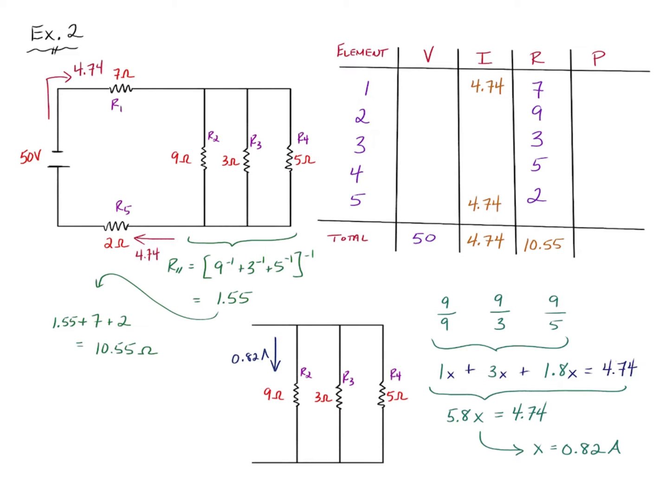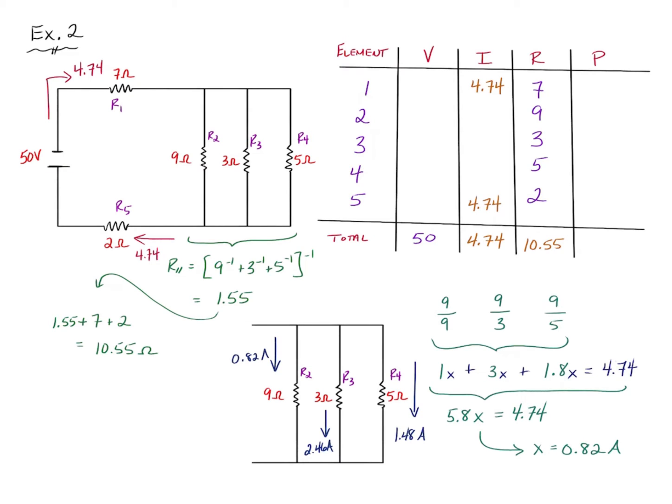So what that tells me is that 0.82 amps will pass through the 9 ohm resistor because its ratio is 1 times X. To find the second branch, that is 3 times X, so 3 times 0.82 gives me 2.46 amps. And to find the last, it's 1.8 times X, which is 0.82. So that must be 1.48 amps.